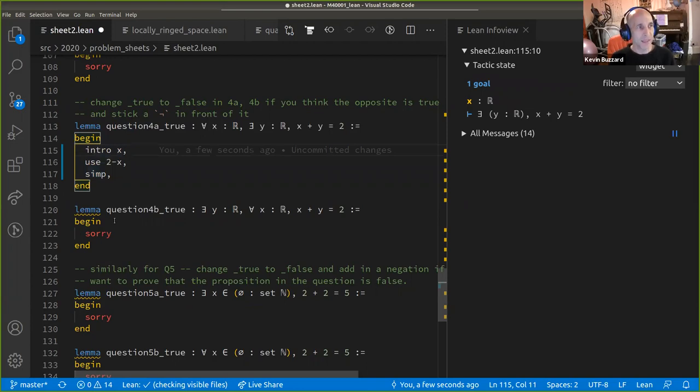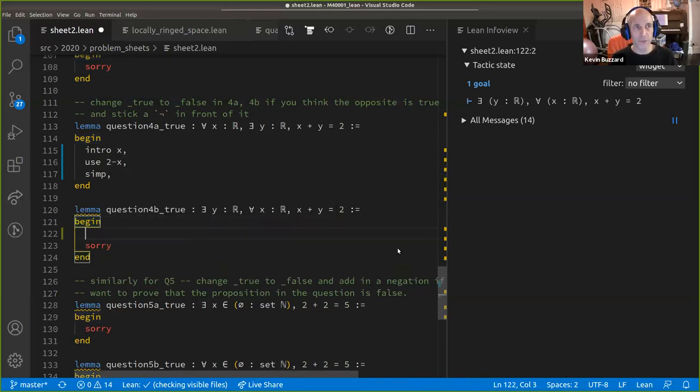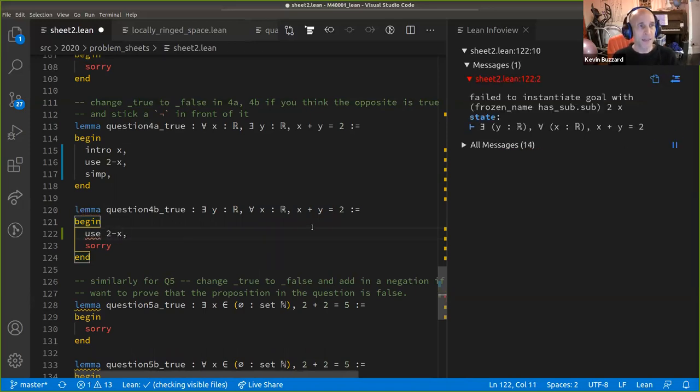And now here, we have another very, very similar question. Is it true that there exists a y such that for all x, x plus y is 2? This is the same question, right? Because x can vary and we have to find a y such that x plus y is 2. But in fact, it's not the same question. It's a different question. So we try to use the same proof. We're going to use y is 2 minus x, right? Use 2 minus x. But this time we get an error.